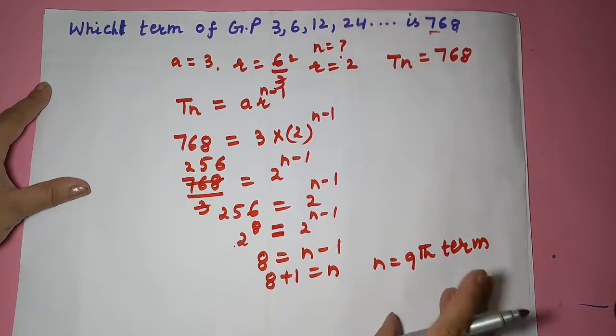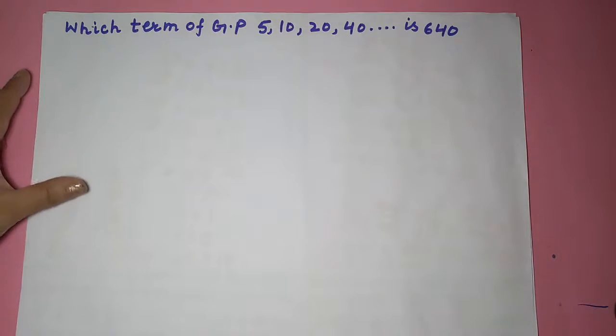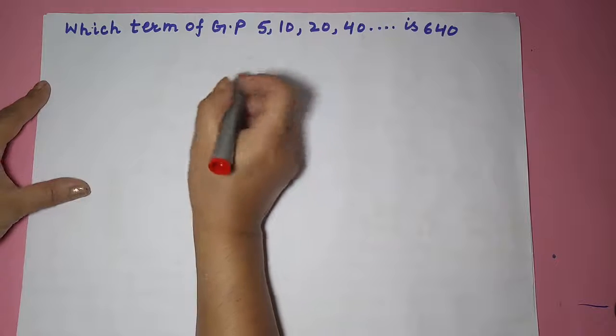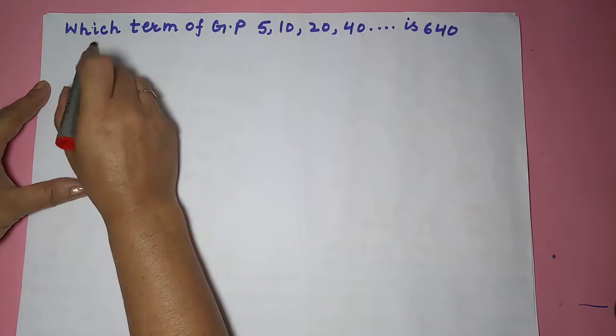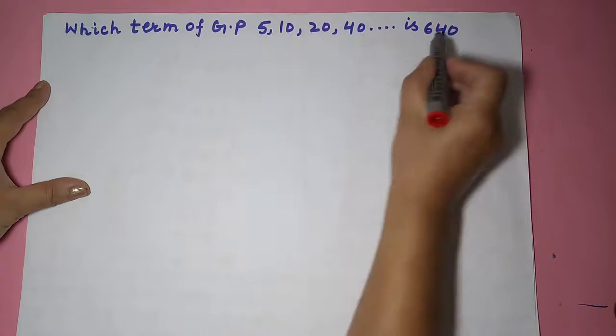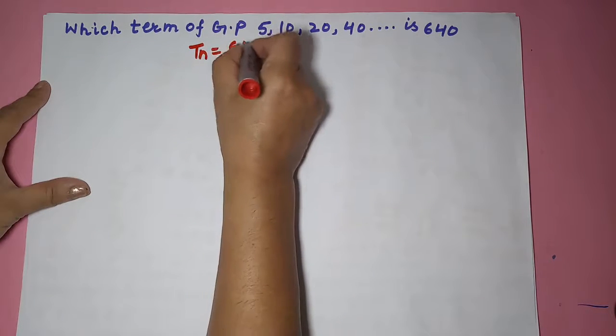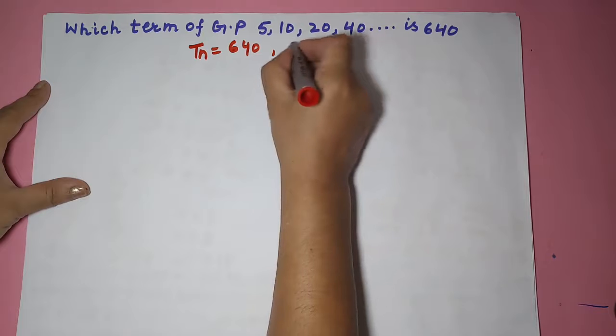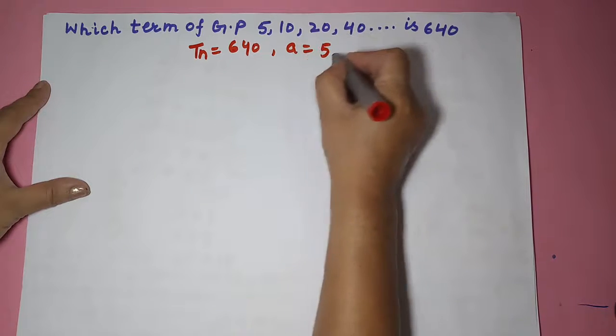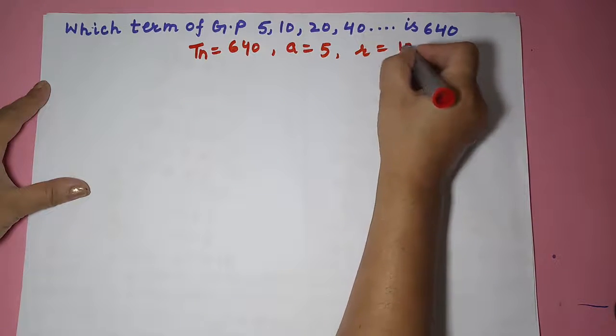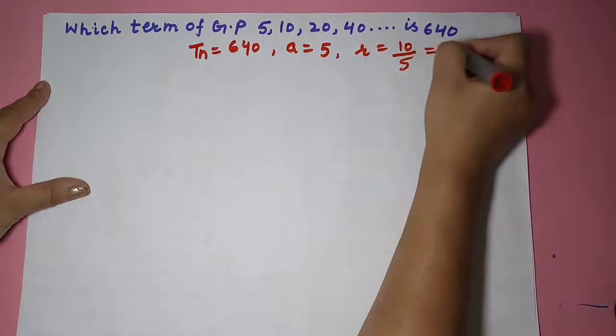Right? Similar sum. Let's revise with this sum. Now, what is my A? Again, the same. Which term of GP is 640? That means my Tn is 640. What is my A? First term, 5. What is my R? 10 by 5, which is 2.